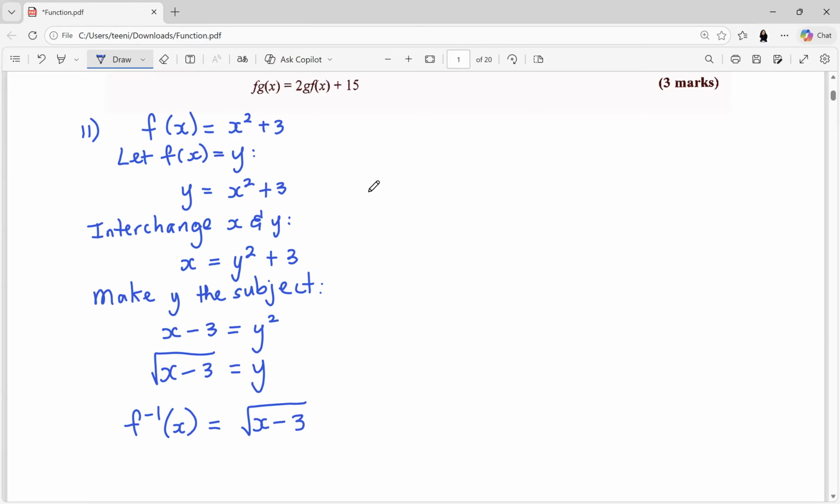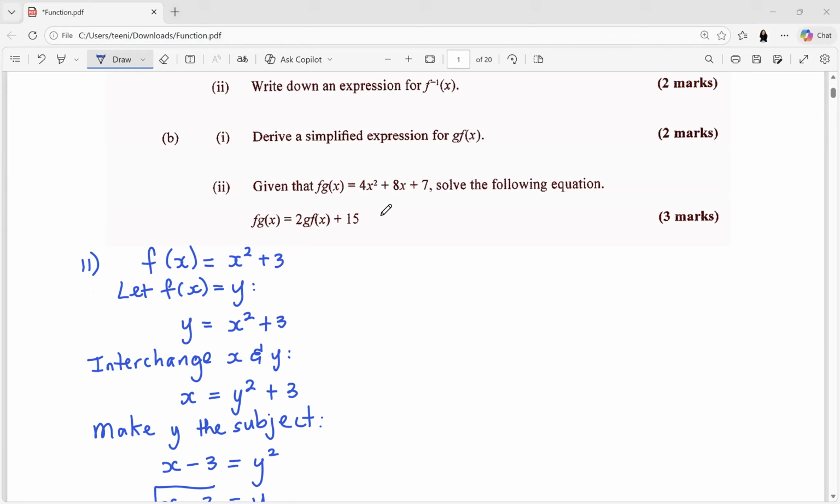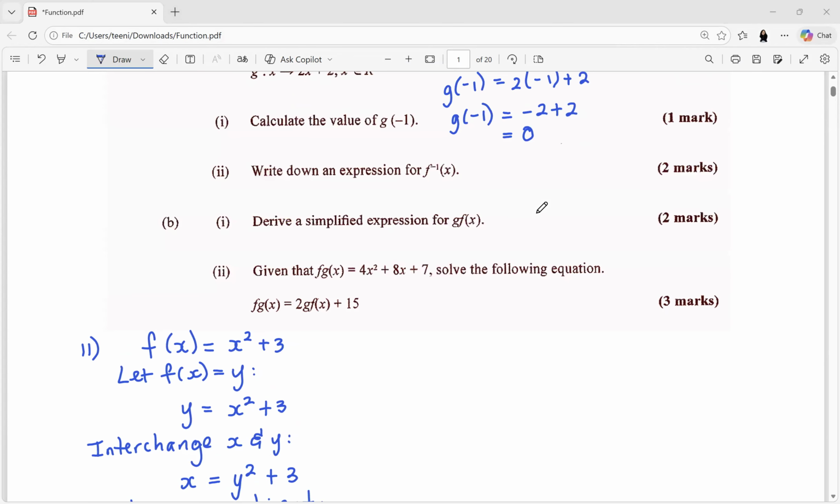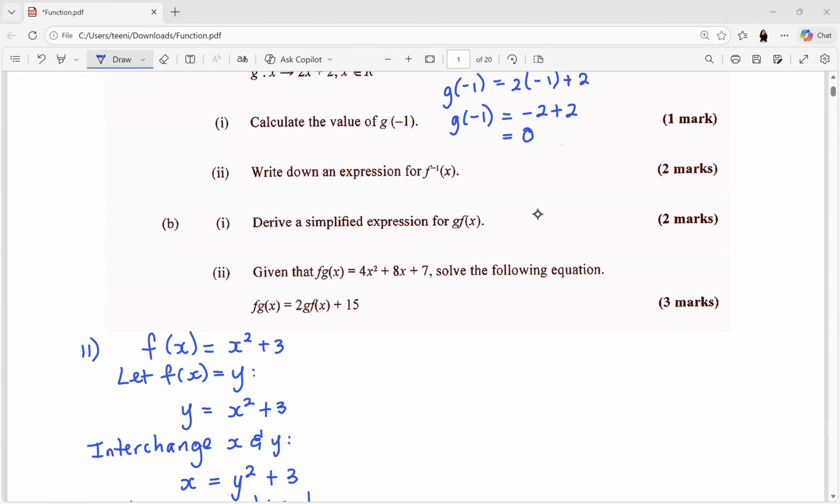All right, Amisha, were you able to follow these steps with me? Yes, Miss. Thank you. Right, guys, so that's the second part. f inverse x is equal to the square root of x minus 3. All right, and now we have to derive a simplified expression for g of f of x.